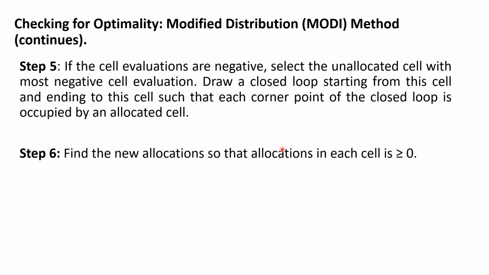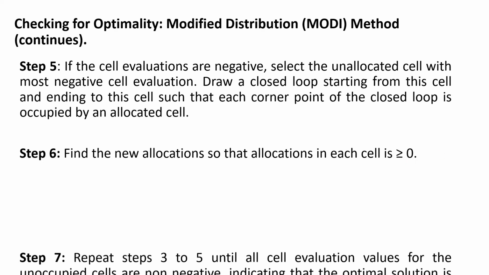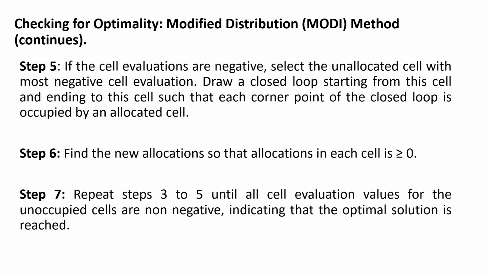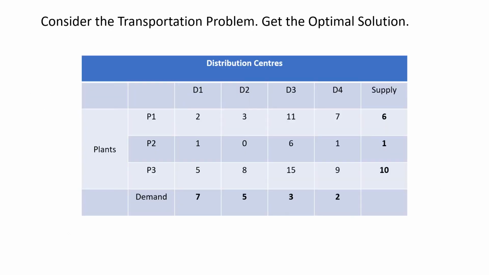Okay, find the new allocation so that allocations in each cell are greater than or equal to 0. Always remember that allocation in each cell has to be greater than or equal to 0. Allocations cannot be negative. I cannot say that I will be transporting minus 6 units from a particular source to a particular destination, because that is absurd. So all the cell allocations have to be either 0 or positive, right? Repeat steps 3 to 5 until all cell evaluation values for the unoccupied cells are non-negative. That means the optimal solution is reached.